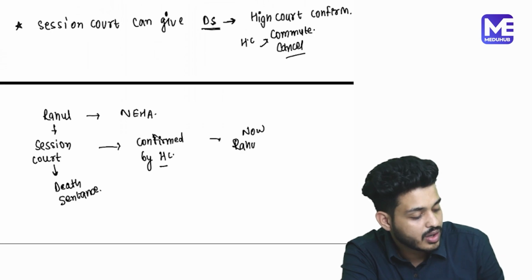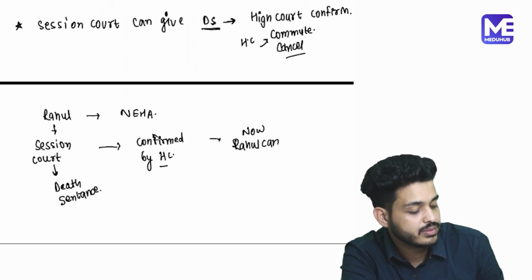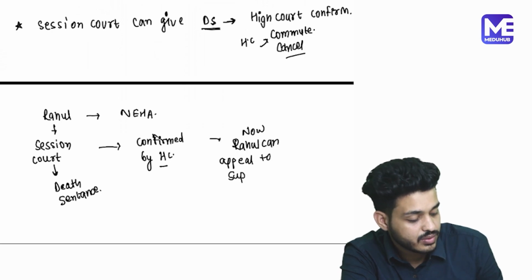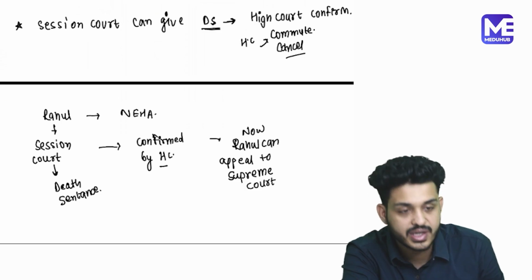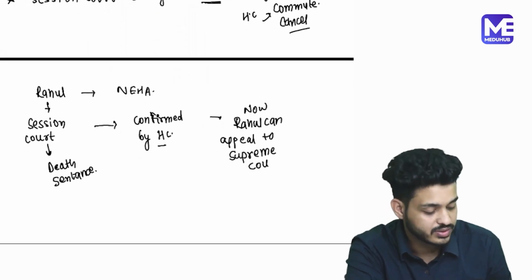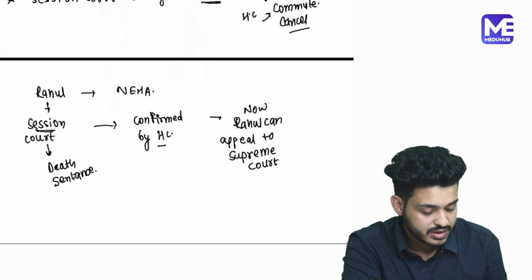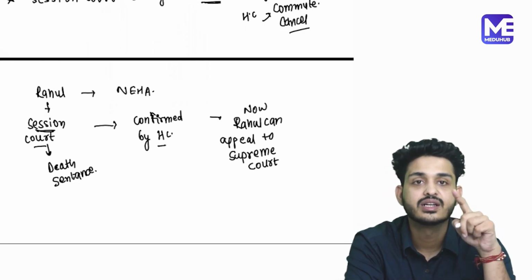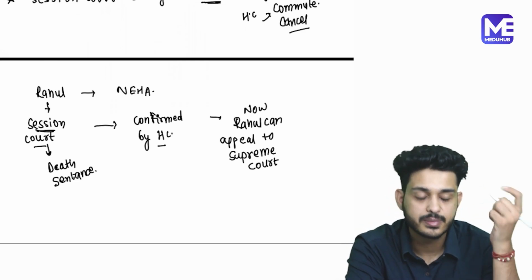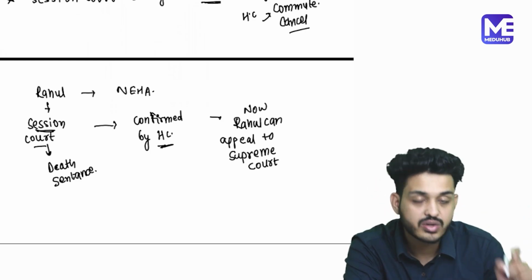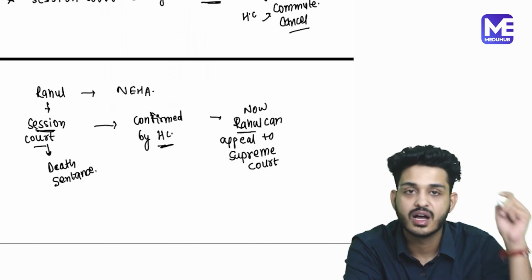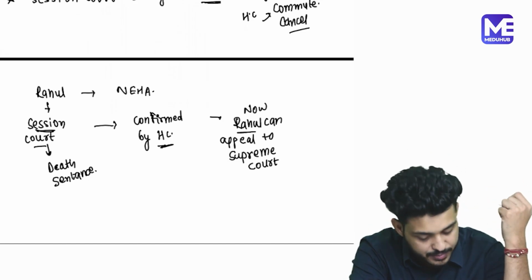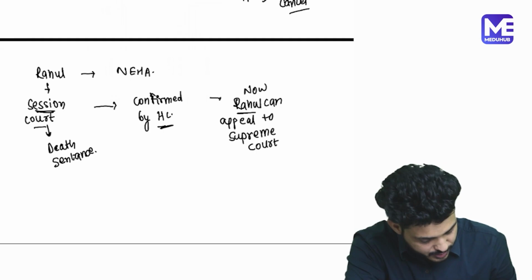Now, Rahul can appeal to Supreme Court. Rahul can go to Supreme Court. He can appeal to Supreme Court about this. If the session court has given the death sentence, then it needs to be confirmed by High Court. And if High Court is confirming the death sentence, then the accused can go to Supreme Court.